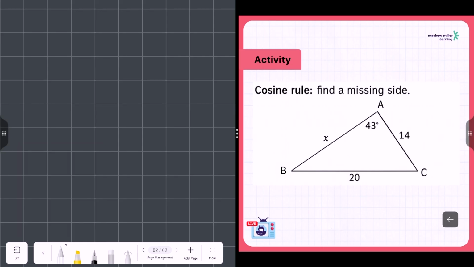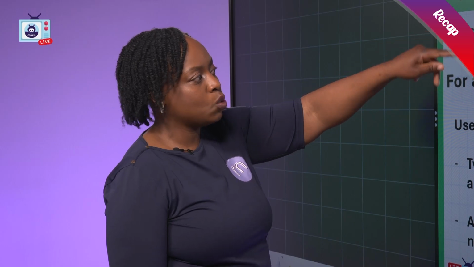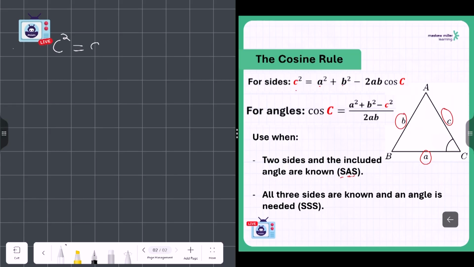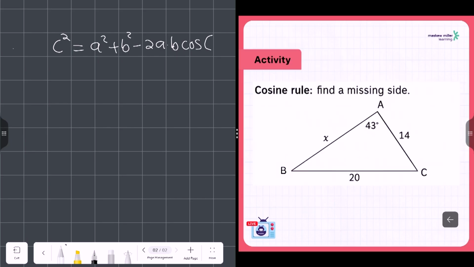In using the cosine rule, you start with the side that you have. Every time you do the question, you start with your formula, right? So let's write it: c squared equals a squared plus b squared minus 2 times a times b cos of the angle of this side, which in this case is C. That's what you write first, and then you can go and look at what you have and what you don't have.